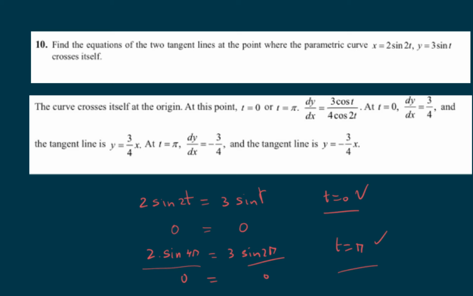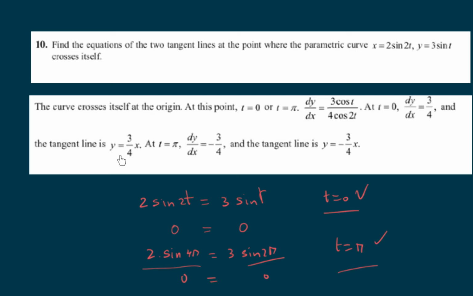So it says find the tangent line. Well, the slope of the tangent line is the derivative of y with respect to x, that is the derivative of y with respect to t divided by the derivative of x with respect to t. The derivative of y with respect to t is 3 times cosine of t, divided by the derivative of x with respect to t, which is 2 times cosine of 2t multiplied by the derivative of 2t, which is 2, so 4 times cosine of 2t. If we evaluate this slope at t equals 0, it will be 3/4. If you evaluate this slope at t equals pi, the slope will be minus 3/4.